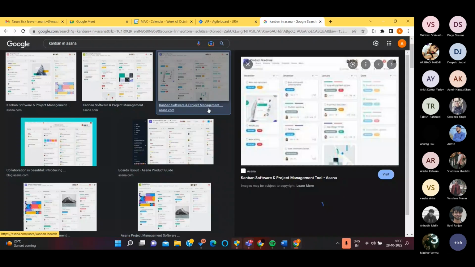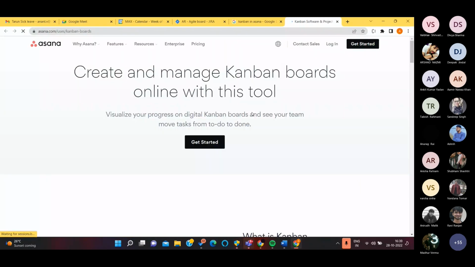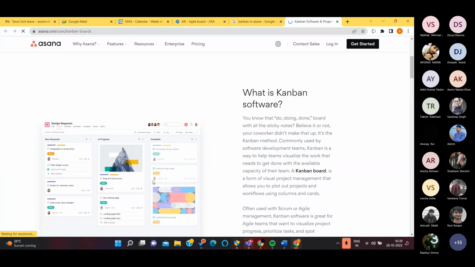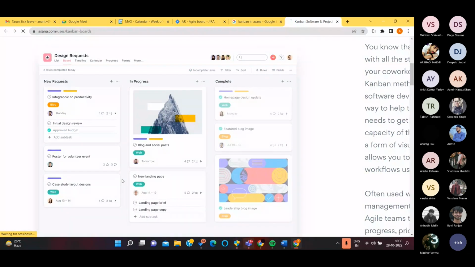Yes. So this is what a Kanban board really looks like in Asana. There are various tools that we use in project management, like Jira, Asana, and most of us might be really familiar with Notion. That is what we use here in Antino.